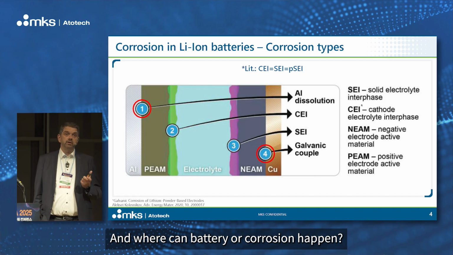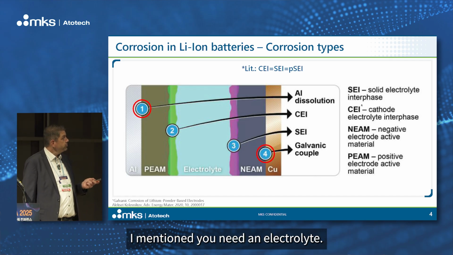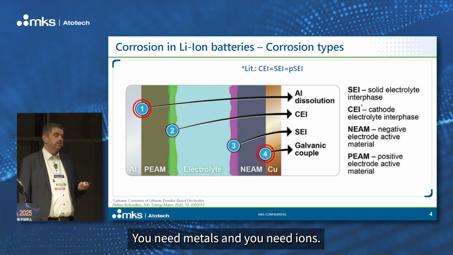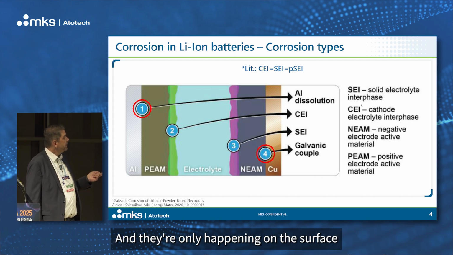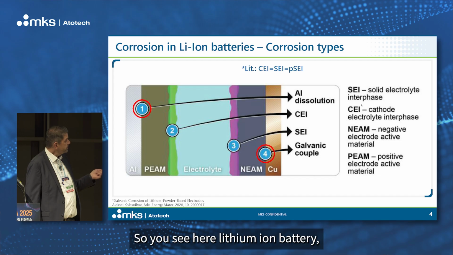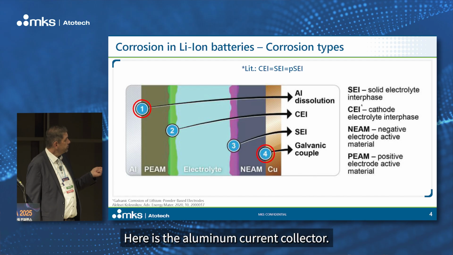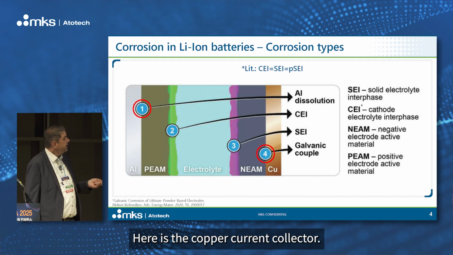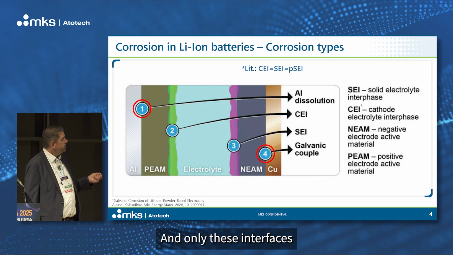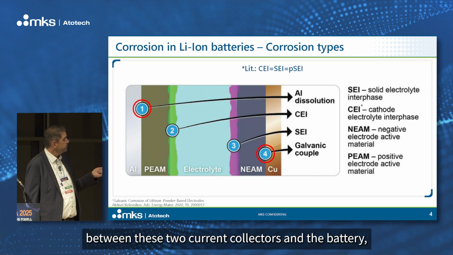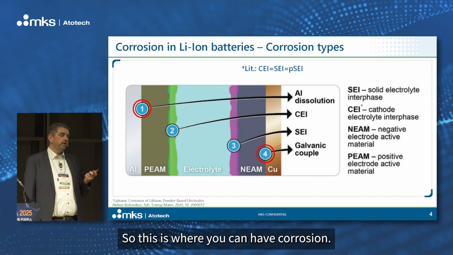And where can corrosion happen in a battery? I mentioned you need an electrolyte, you need metals, and you need ions. And usually you need the connection of these different media. And it only happens on the surface where you have metals. So you see here the lithium-ion battery, here's the aluminum current collector, here's the copper current collector. And then you have various layers in between, explained here. Only at the interfaces of these two current collectors and the battery do you have metal. So this is where you can have corrosion.